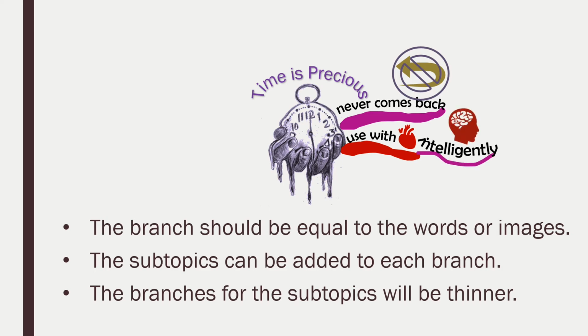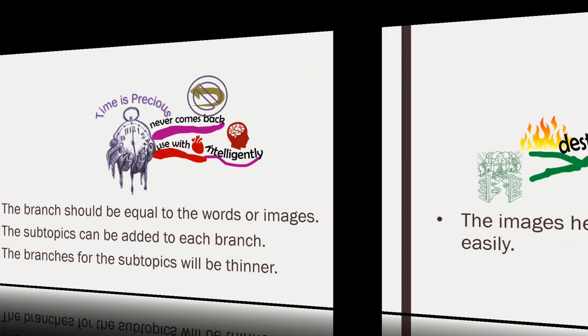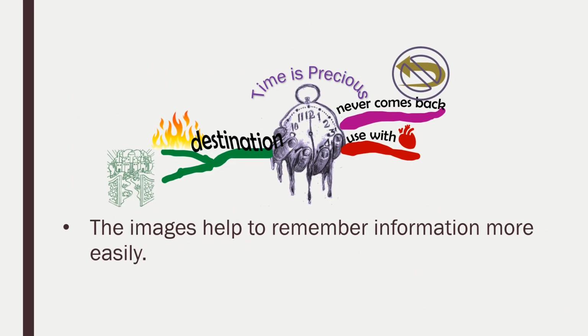So this is how you can turn the words into images, because your brain remembers images more than words. This is a subtopic that you should use it with care and you should use it intelligently. And you can see that the line for the subtopic is thinner than the main branch. The images help to remember information more easily, and therefore you should use more images, less words. The third branch over here is destination. Our use of time decides our destination. Either it will take us to hell or to Jannah.